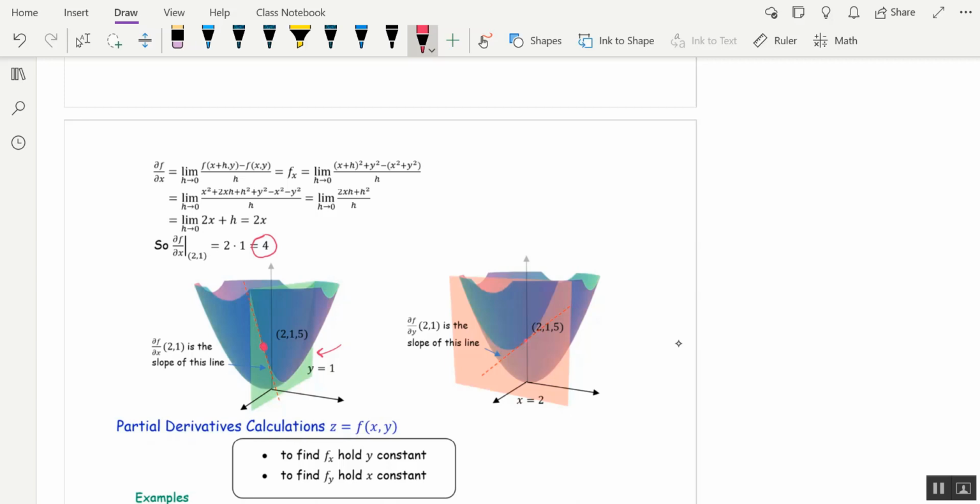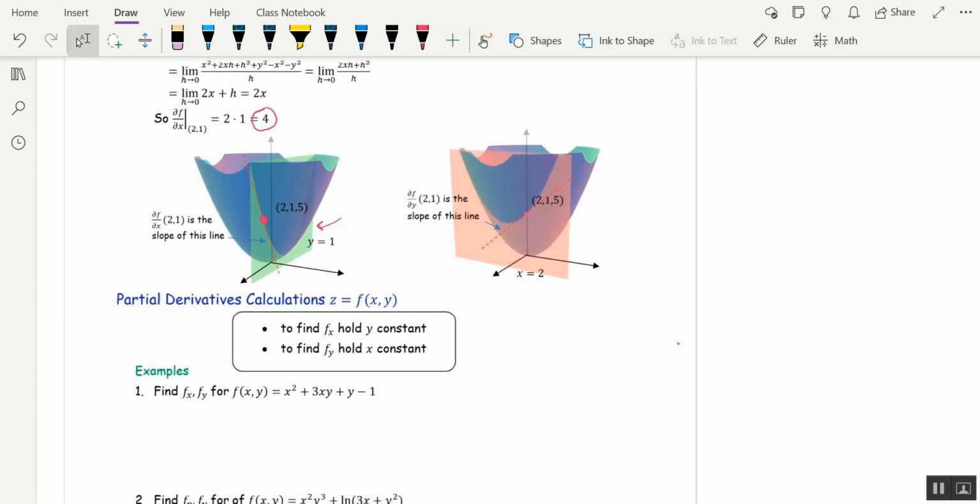All right, is there an easier way to get partial derivatives? Of course there is. To find f sub x, hold y constant, and to find f sub y, hold x constant. So I should mention that the partial del f del x can also be written as f sub x. Same thing with the partial with respect to y.